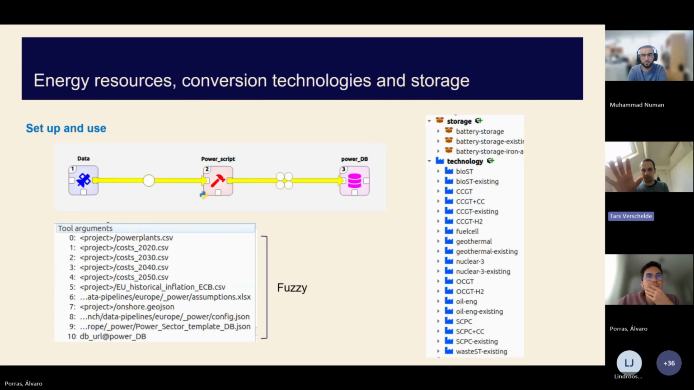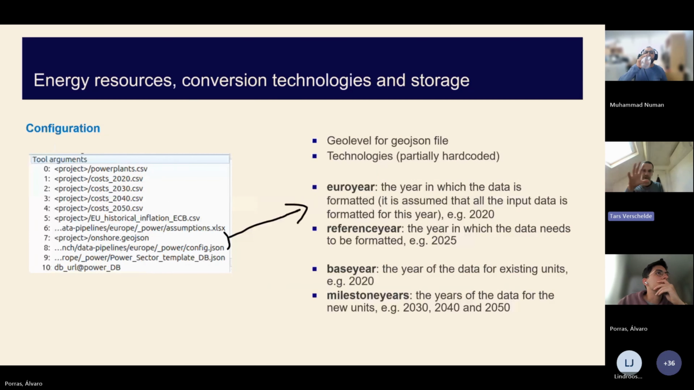For your power script, you'll need the scripts that you'll find in the data pipelines GitHub, which some other tools also use. That has also been shown a bit before already. And then once you have all that data and you're using the script, what you get in the power database is all of these technologies aggregated for the different countries in your shapefile. I think that's the most important stuff to say here. So in the next slide, we'll talk about this configuration.